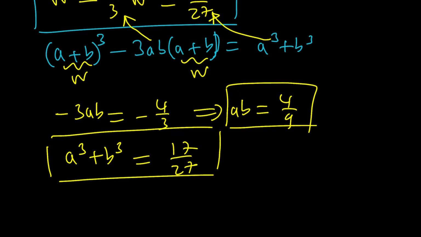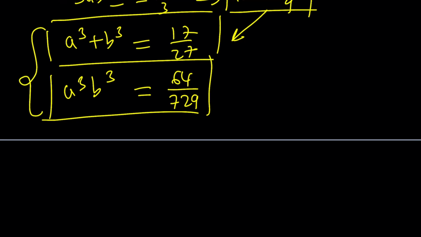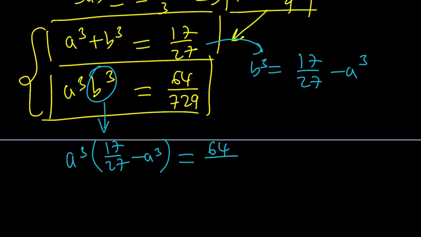Now we want to come up with a system that we can solve, and here I would go ahead and just cube both sides, and that would give me a cubed b cubed equals 64/729, which is 9 cubed, right? So this is going to be my system. And how do I solve this system? By way of substitution, or I guess there's no way to eliminate, but you can use substitution. Let's go ahead and isolate b cubed from the first equation. We can write it as 17/27 minus a cubed, and then plug that in here. Replace b cubed with 17/27 minus a cubed, and that equals 64/729, right?